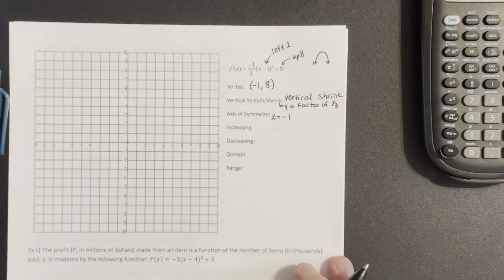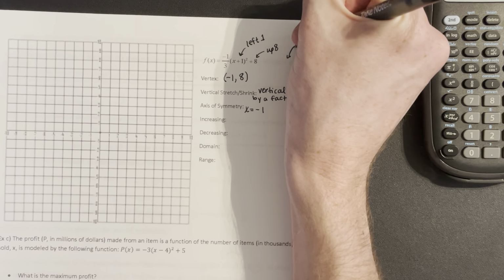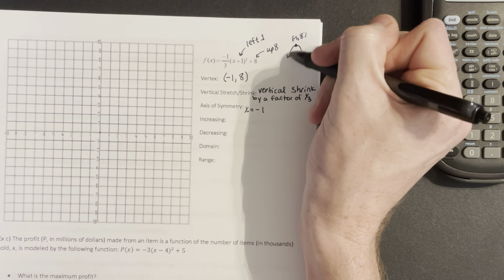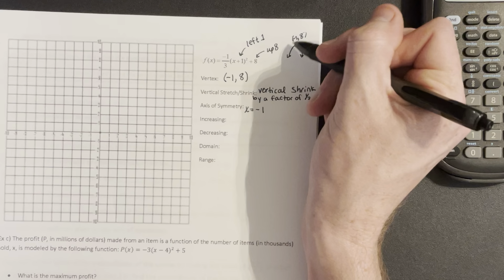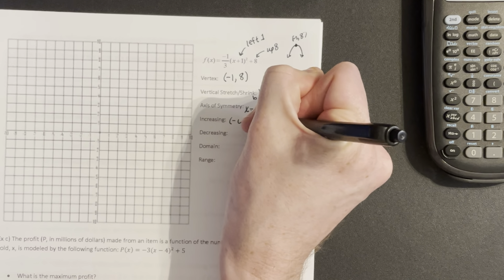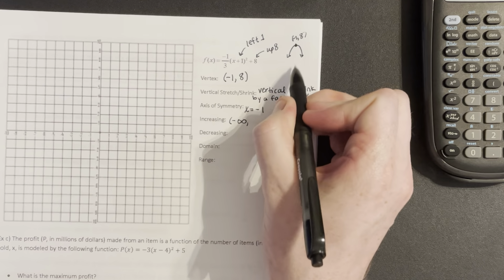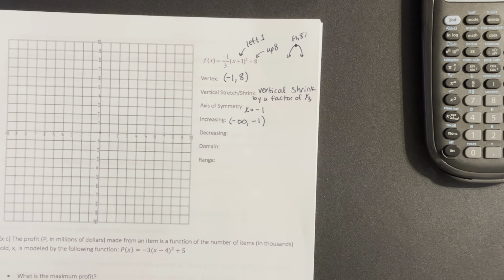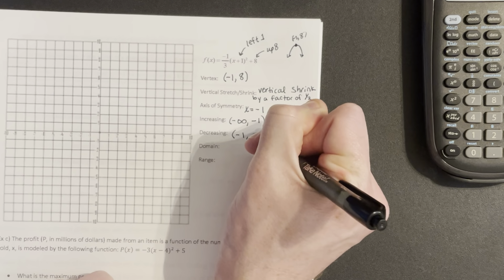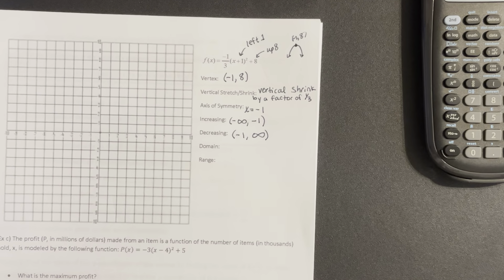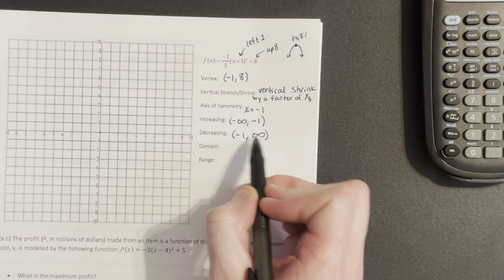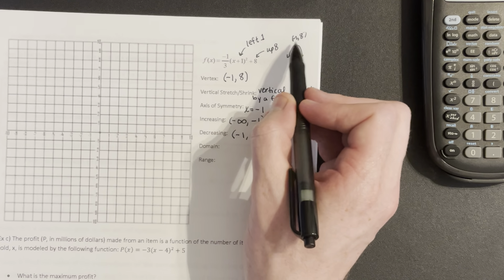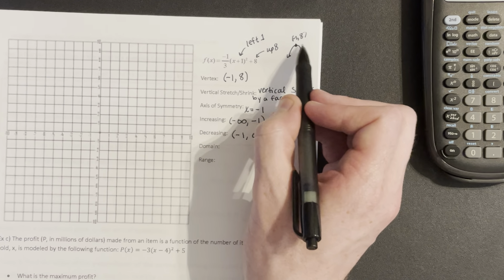And then we can decide where it's increasing and decreasing. So if I put my vertex here, I'm at -1, 8. The increase is going up here on the left. So that would be all the x values from -infinity until we get to that -1. And then it starts to decrease. So it would decrease from -1 to positive infinity. Again, these are going to be parentheses. We have a parentheses at -1 because it's turning at that point. It's not increasing, it's not decreasing, it's turning directions.